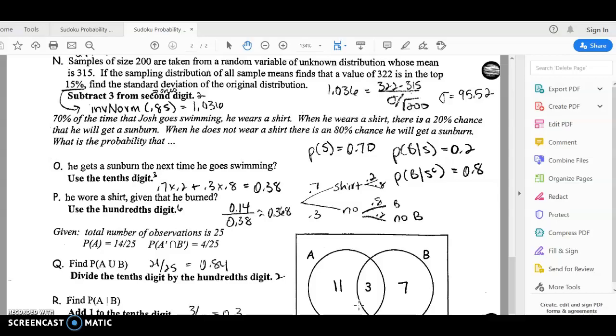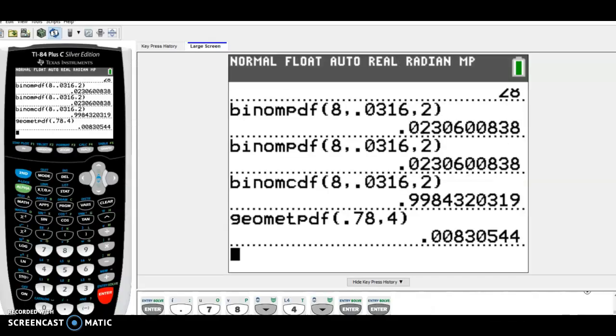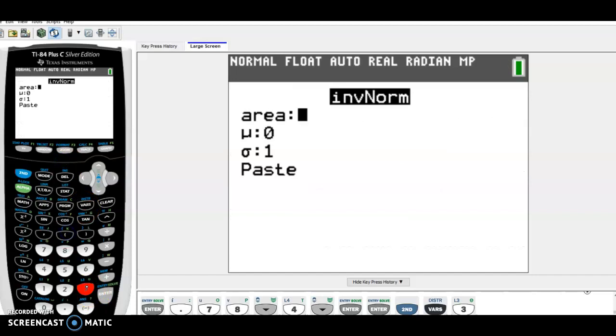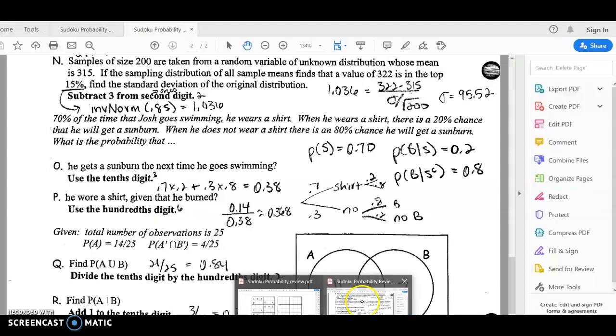The 85th percentile that would be is 1.036. And this on the calculator is under my distributions menu as well, number 3. And so asking you the area, mean and standard deviation are defaulted to 0 and 1 because that's going to kick back a z-score for you.